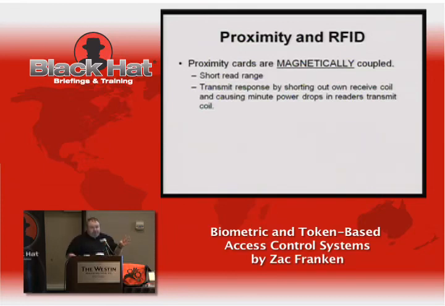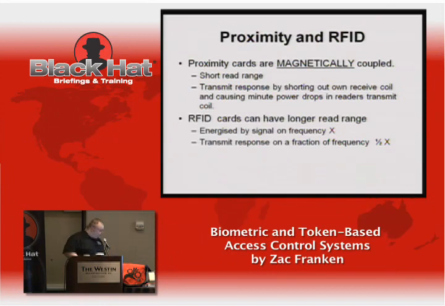So it's got a short read range, and the card actually has a tiny little capacitor inside, and it stores up a little bit of power, and it signals back by shorting out its own coil. And that causes a very small volt drop in the coil, the energizing coil of the reader. And that's actually how it transmits the data back to the reader.